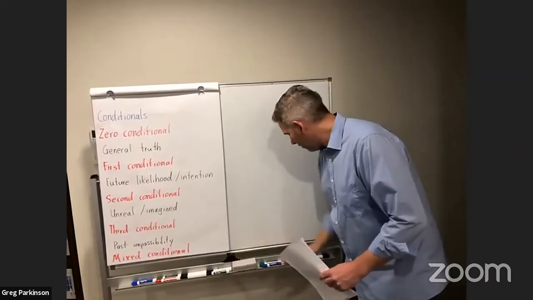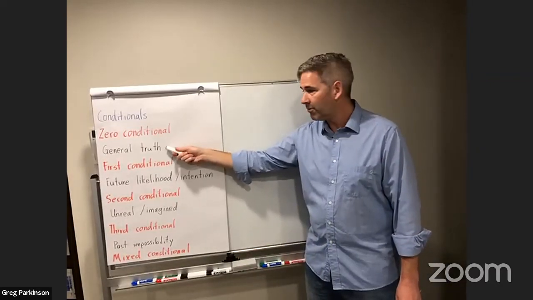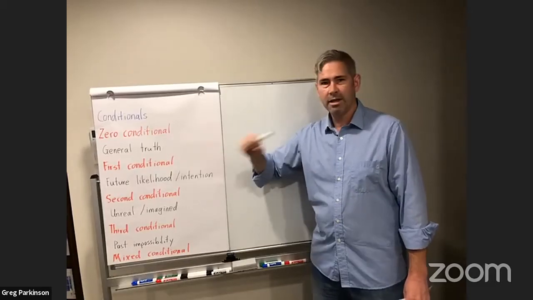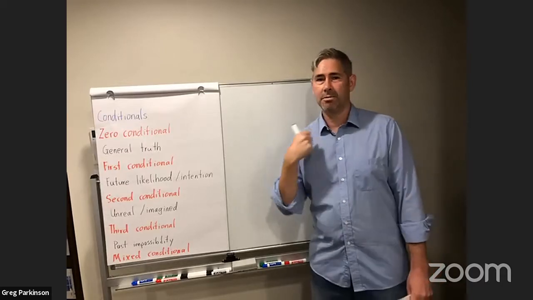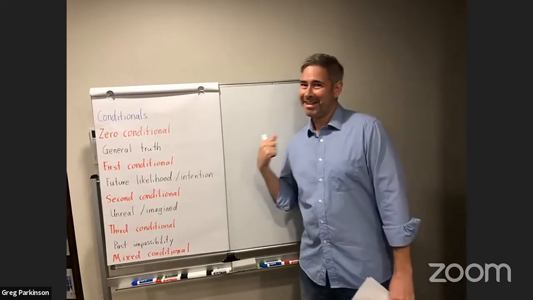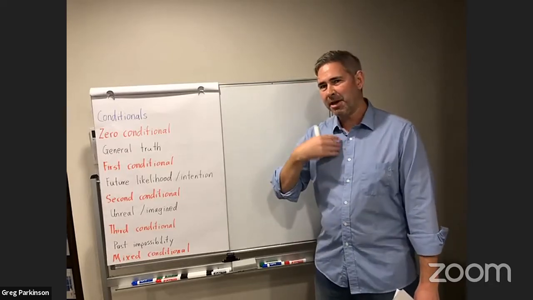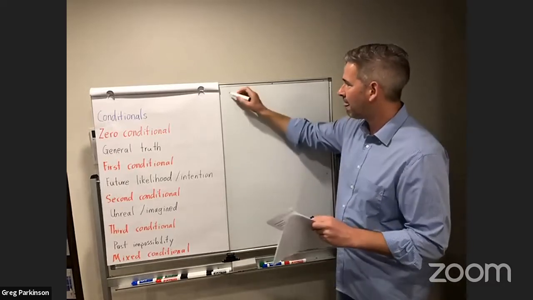So let's start off with a zero conditional sentence. The function, in black here, is a general truth or what we believe to be true, right? Maybe something I think is true is not necessarily true, but I, the speaker, believe something to be true. And let me give you an example.